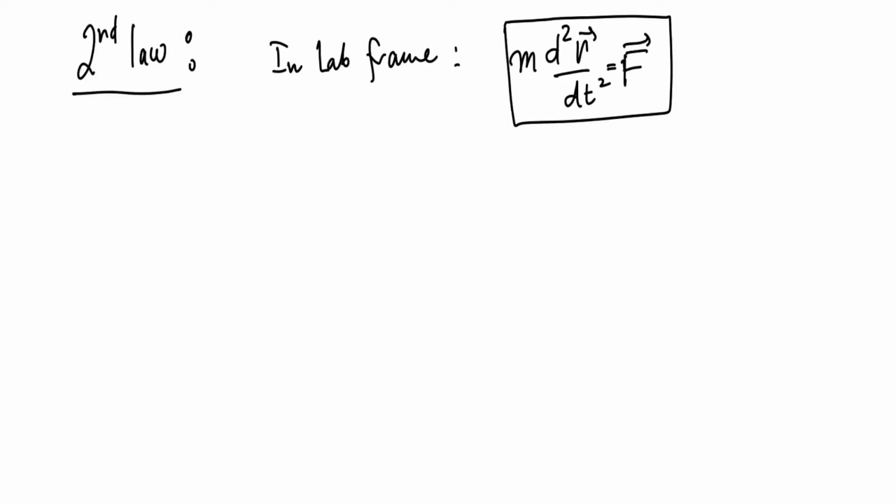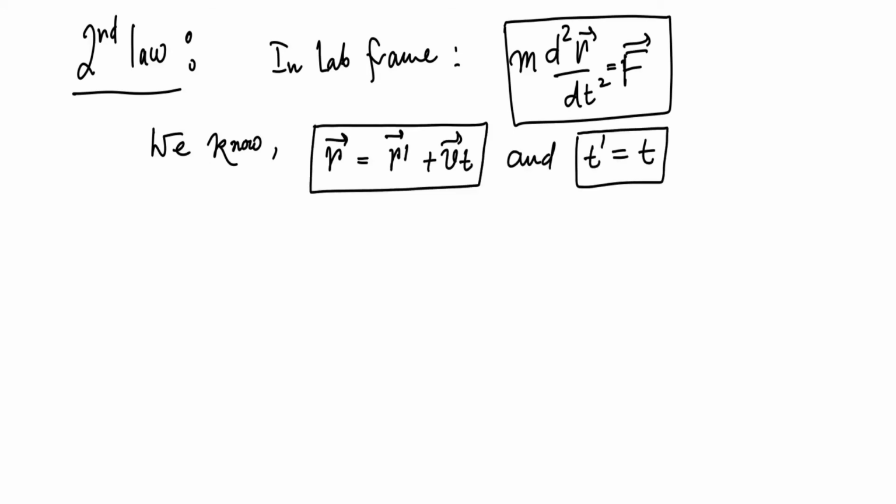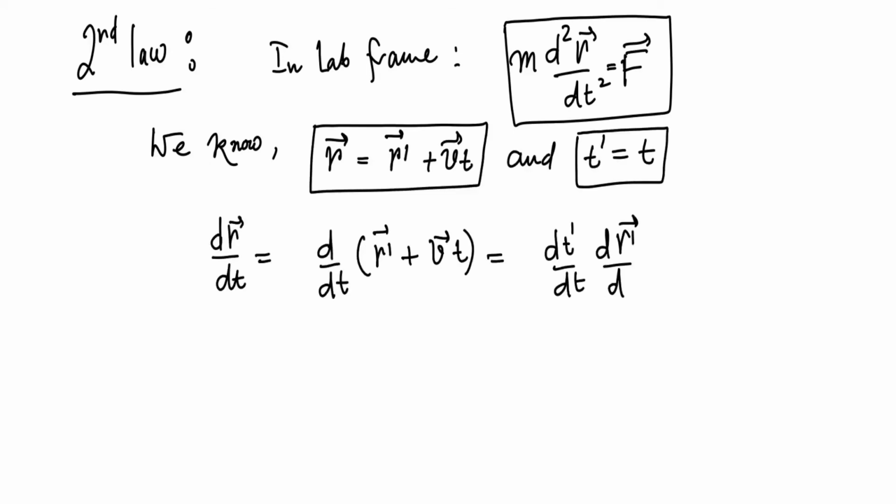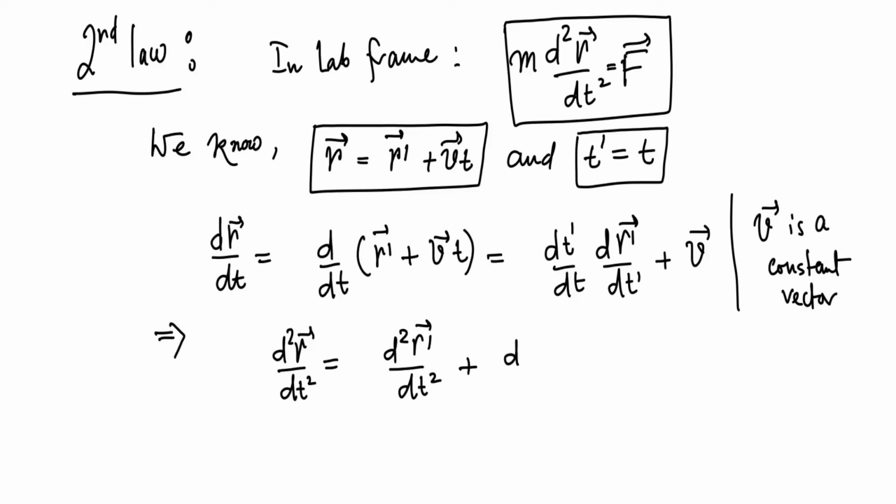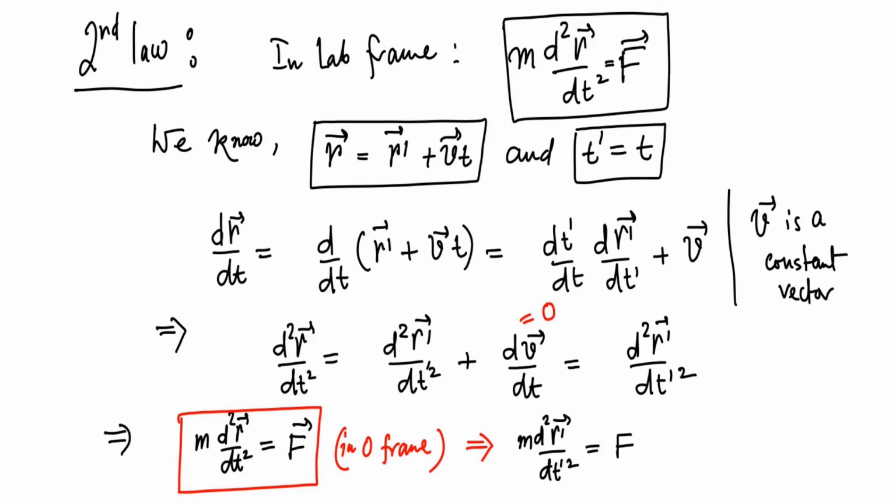If you use the rules of Galilean transformation, we see that in both O as well as in O prime frames, mass times acceleration is equal to the force, as the velocity vector v is a constant here.